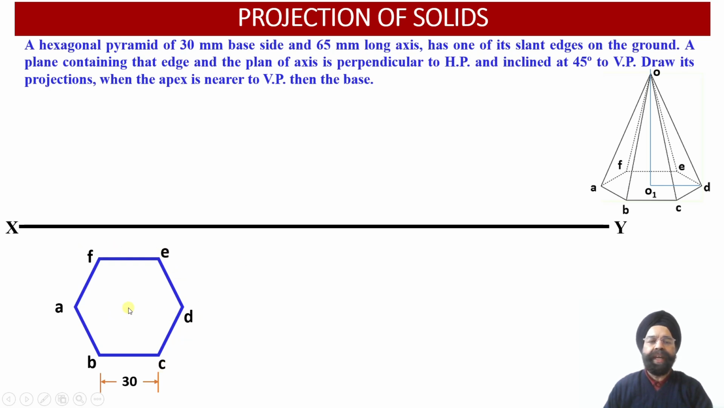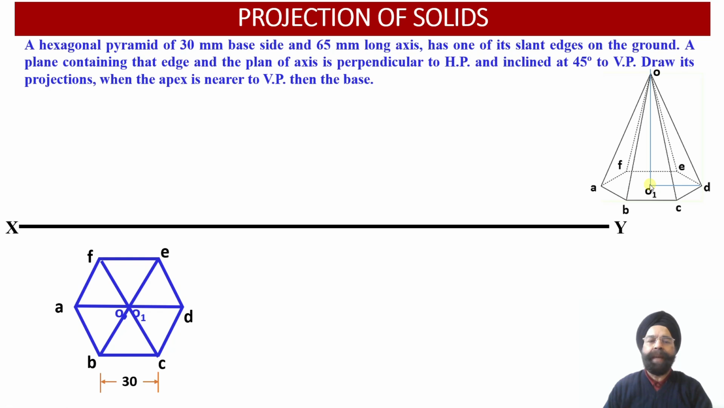Now let us evaluate the axis point corresponding to this hexagonal pyramid. For that we need to join the diagonals AD, BE and CF over there. Wherever these three diagonals join, the intersection point will provide us with the location of the axis points O and O1. Here O is the apex point, whereas O1 is the axis point which is lying at the base of the hexagonal pyramid.